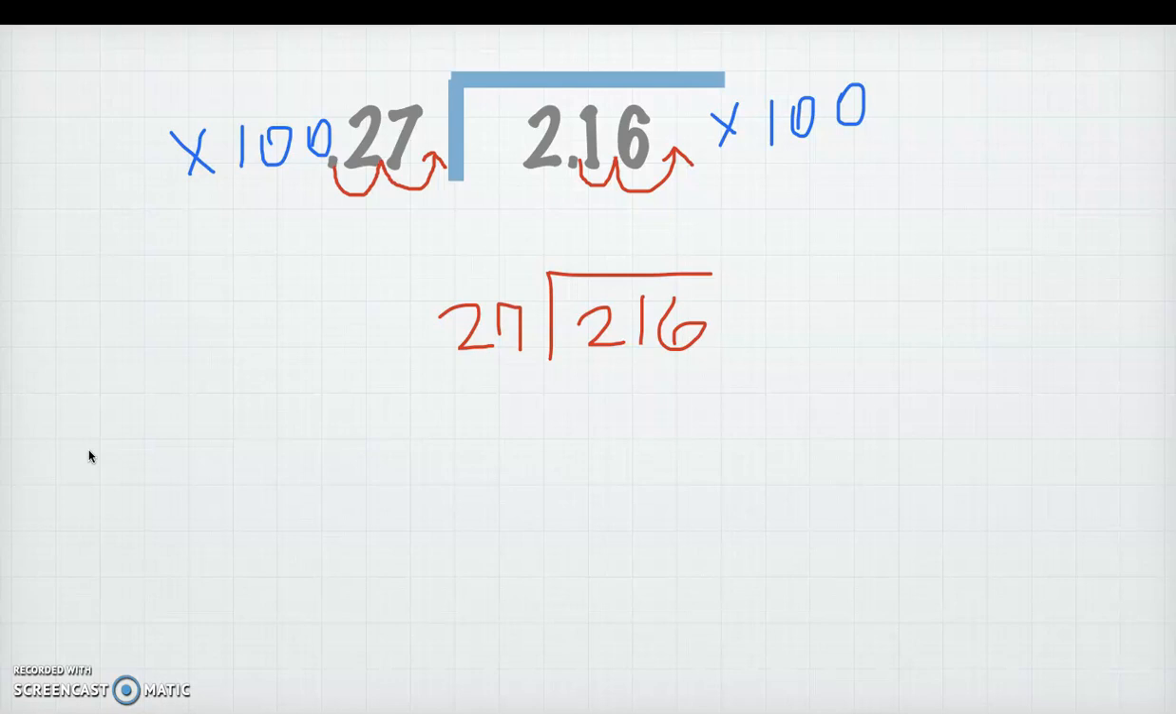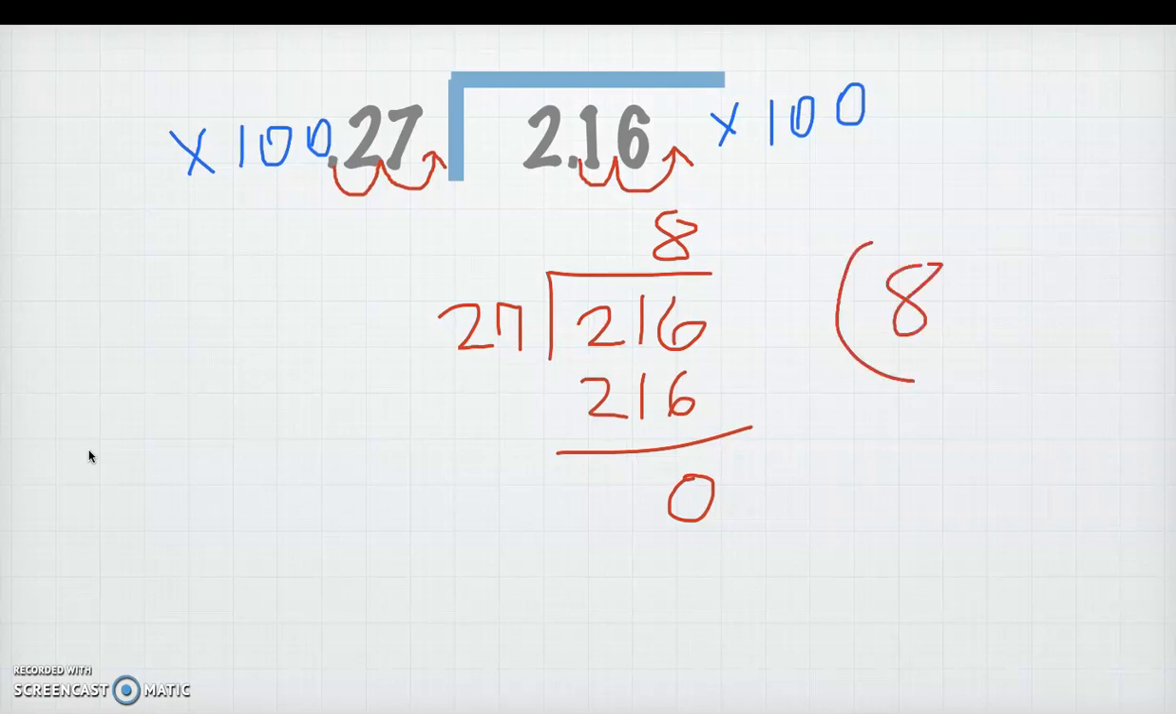27 divided by 216. How many times can 27 go into 21? 0 times. How many times can 27 go into 216? Give it an estimation. 27 can go into 216 8 times. 27 times 8 is 216, and we have 0 as our remainder. That means my final answer is 8. So whenever I am dividing 0.27 by 2.16, my final answer is going to be 8. Let's go and move on to our next example.